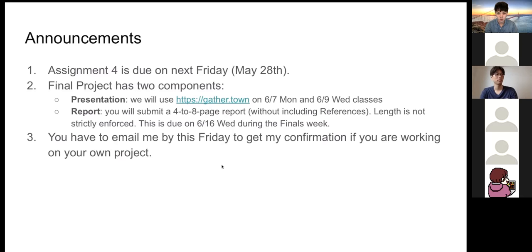This will be 4 to 8 pages without references, but you don't really have to worry about the length if it's shorter or longer. Just aim for this length because that will be the expectation. And it will be due on June 16th, Wednesday, 11 p.m. during the finals week. And it's very hard for us to give more extra days because we'll have to enter the grade very soon. So please keep that in mind and please make sure you submit by then. This will be almost exactly 1 month from today. So please start early enough so that you don't run out of time at the end.